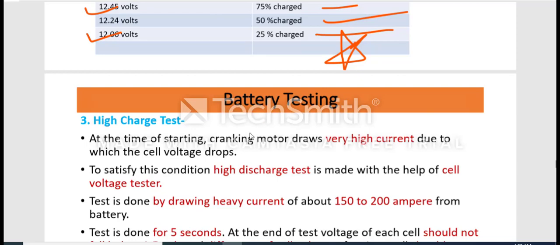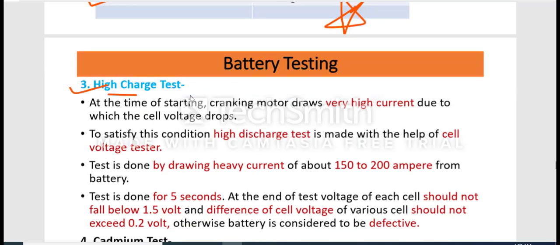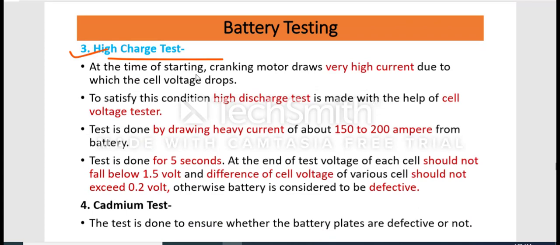Then the next test is the high charge test. At the time of starting, the cranking motor draws very high current, due to which the cell voltage drops. To satisfy this condition, the high discharge test is made with the help of a cell voltage tester. This means at the time of starting we need a very high current, and because of that a voltage drop is there.